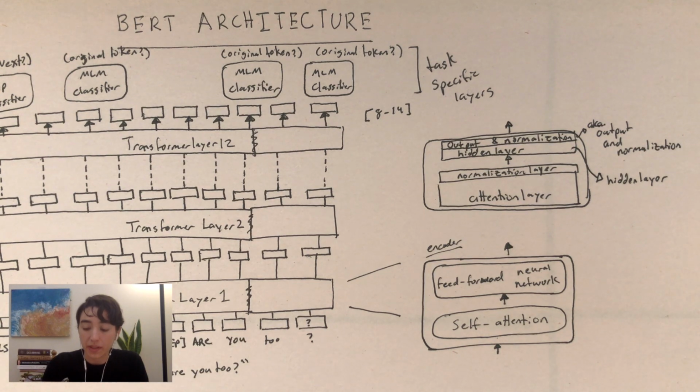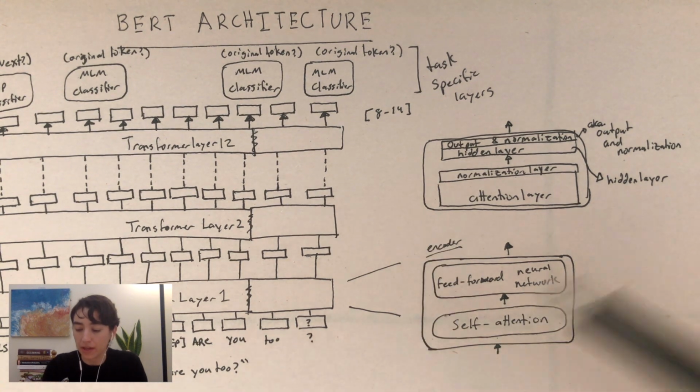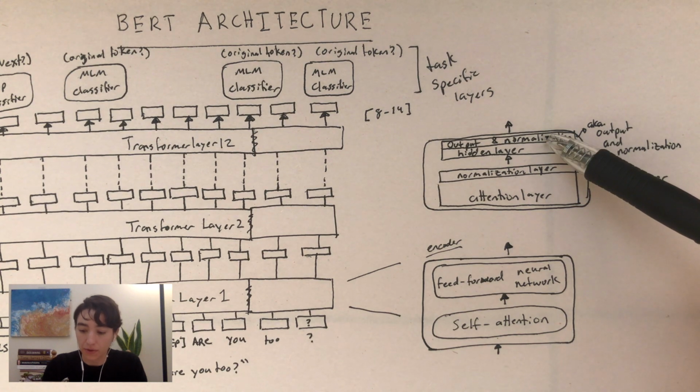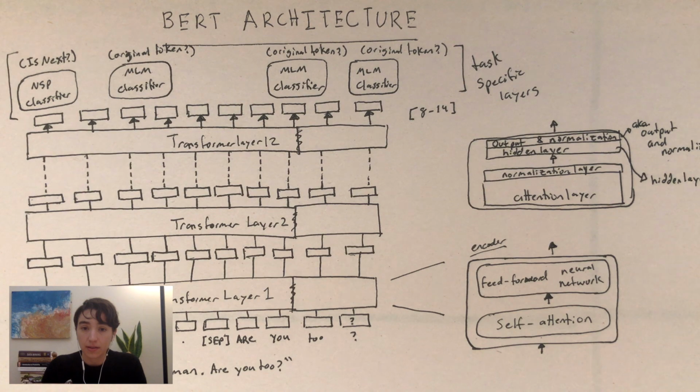Okay, zoomed in a little bit more. What that looks like is an attention layer, followed by a normalization layer, followed by a hidden layer, followed by an output and normalization layer. All right, at long last, let's take a look at what attention is.